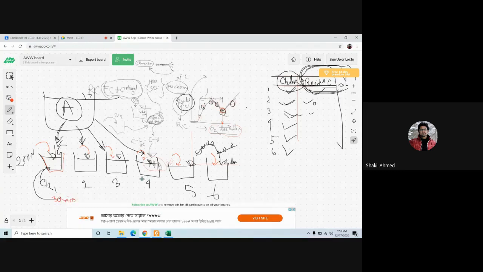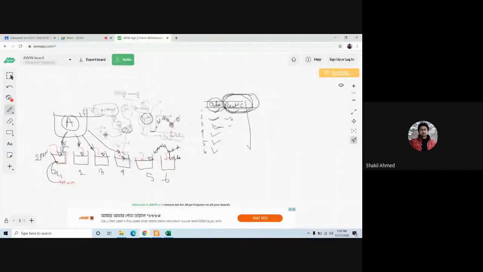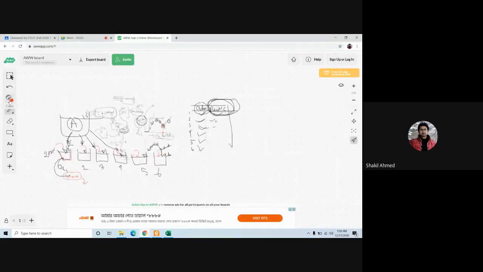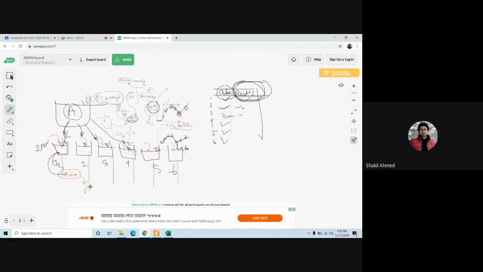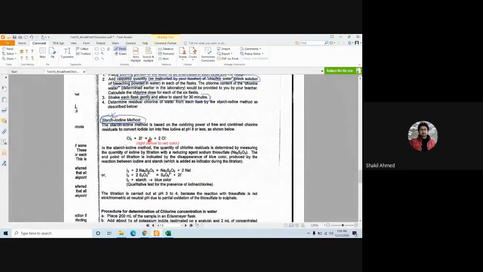To settle, to contact with the pathogens, with the disinfectant. And after 30 minutes, you measure the residual chlorine in each of them: 1, 2, 3, 4, 5, and 6. In each of the 6 flasks, you measure the residual chlorine. So what we are doing now, is this. Is it clear? We are measuring the residual chlorine using the starch iodine method.